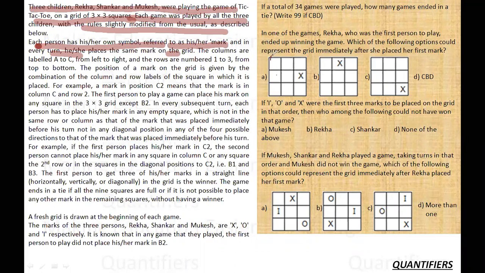The columns are labeled A to C from left to right, and rows are numbered 1 to 3 from top to bottom. And how will the matrix positions be named? This will be named B2, this will be C3, this will be A3, and so on.